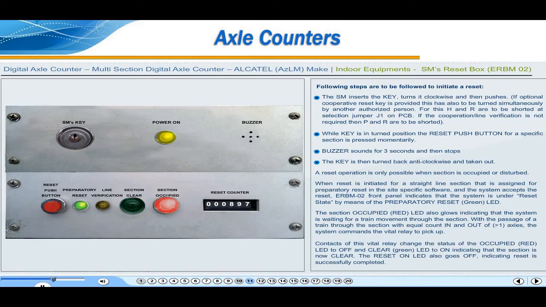Contacts of this vital relay change the status of the occupied, that is red LED, to off, and clear, that is green LED, to on, indicating that the section is now clear. The reset on LED also goes off, indicating reset is successfully completed.